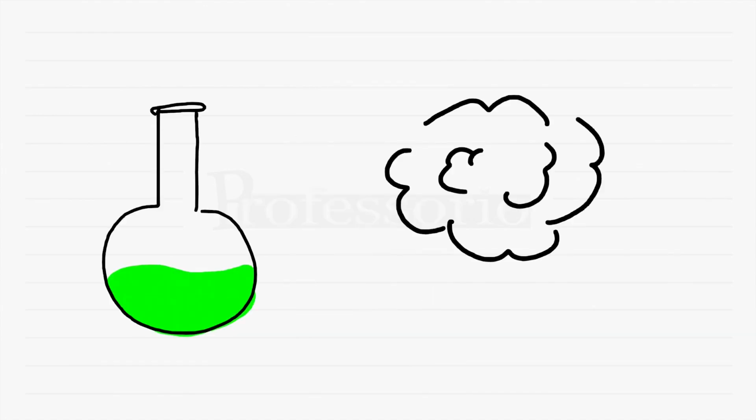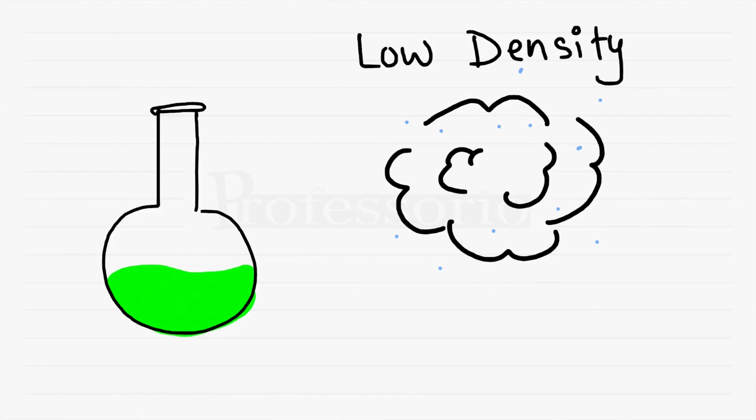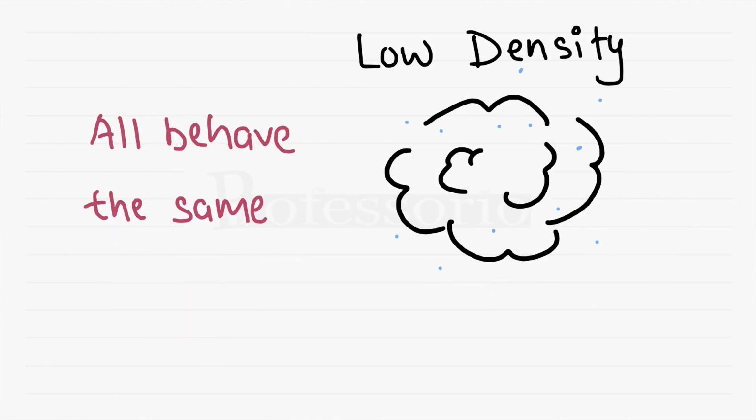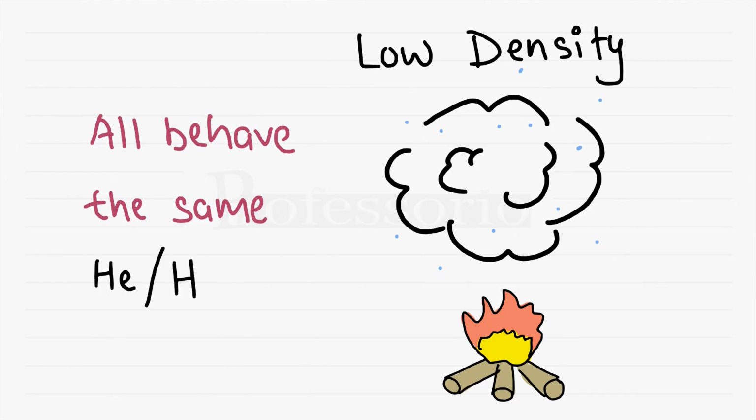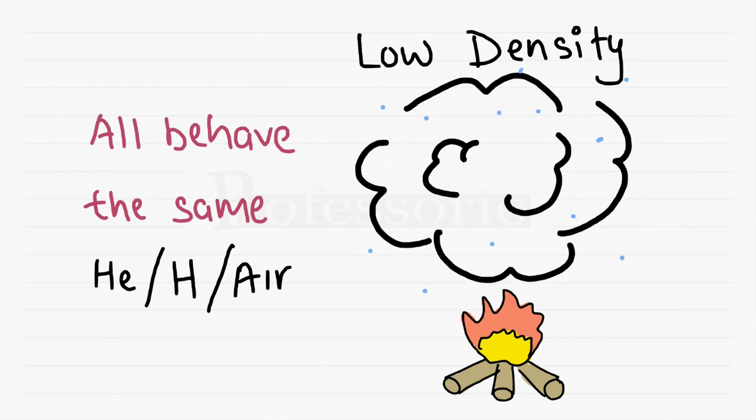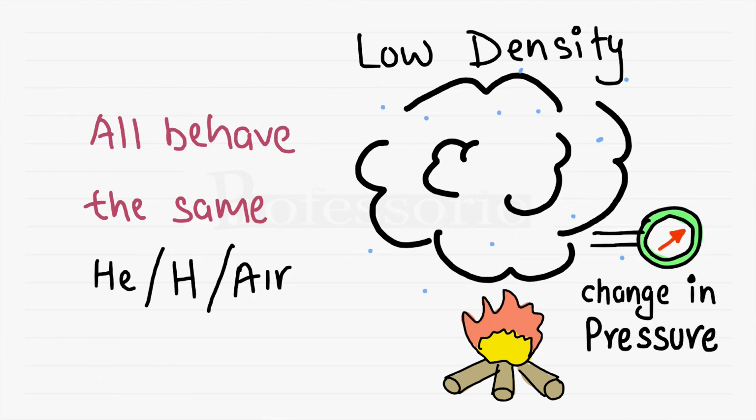They found that gases are exactly what they were looking for. Experiments show that when gases are very spread out, meaning their particles are far apart, that also means they have low density. They all behave almost the same way when heated. It doesn't matter whether it's helium, hydrogen, or just air. They all follow the same simple pattern. When they are heated, they expand and change their pressure.